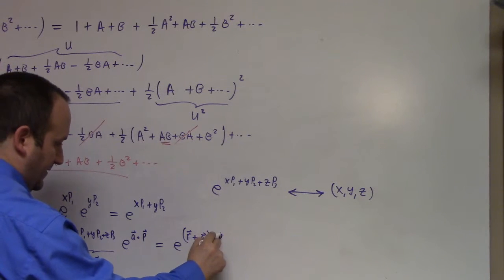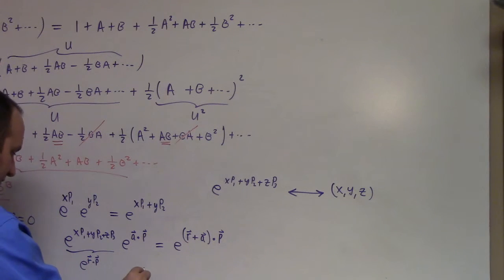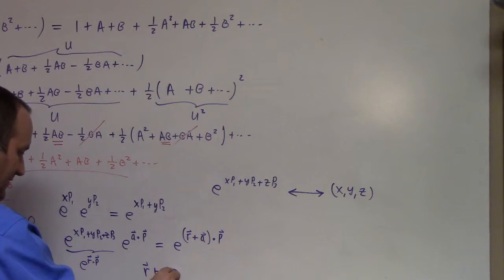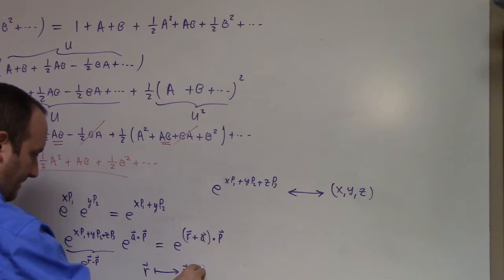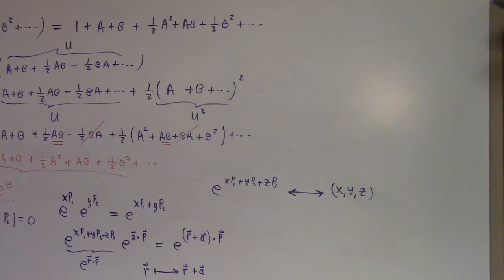There's a more efficient way of writing it. In other words, you've gone from r and you're mapping to r plus a. You obtain this by multiplying by the exponential of a momentum operator. It's generated a translation. That's a translation. So the exponential of momentum gives you translation. You can likewise show that exponentials of angular momentum generate rotations and other things.